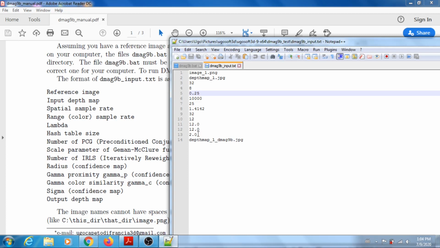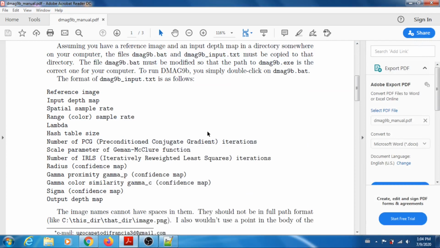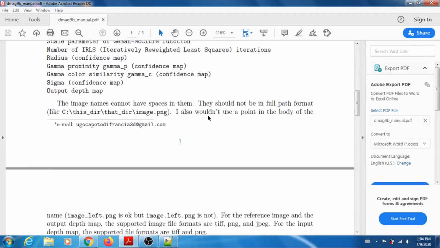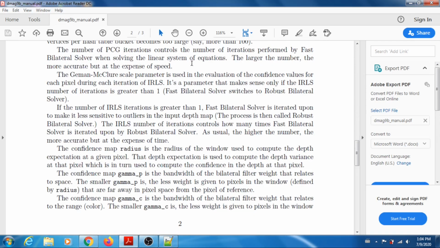And the last one, the sigma, controls how fat the black bands are in your confidence map. I think we might play with that. We're gonna play with that number too, just to see. And then this is the output depth map. Other than that, I think it would be a good idea to read the manual. I explain in a little bit more detail what all those parameters mean.